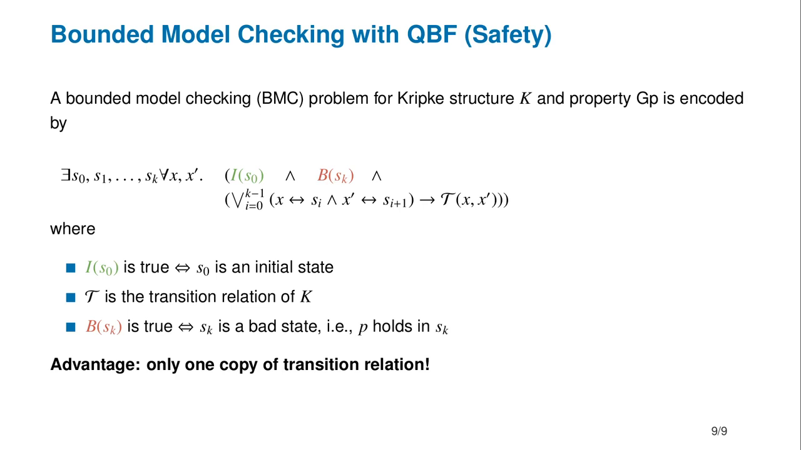Okay, and what we now do is the following. We say there exists a state at time point zero, a state at time point one, a state at time point k minus one, a state at time point k, such that s0 is the initial state and sk is the bad state. And this is what we have here now: it's possible to do a step from s0 to s1, from s1 to s2, and so on until sk is reached, according to the transition relation described by the Kripke structure.